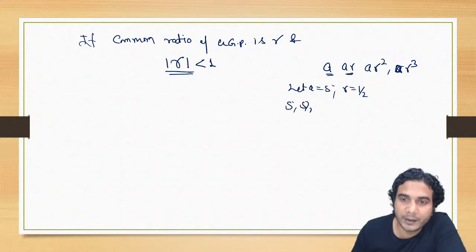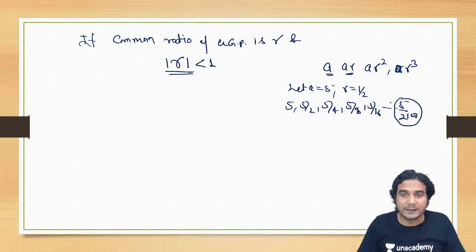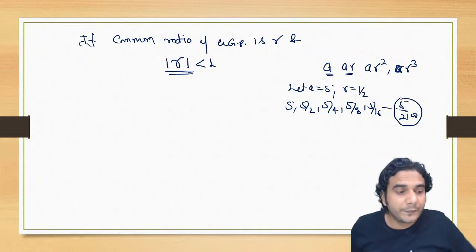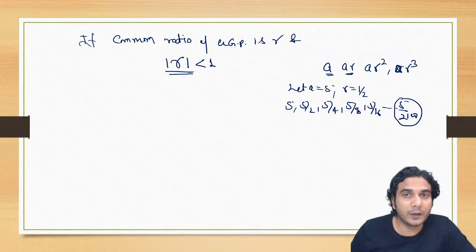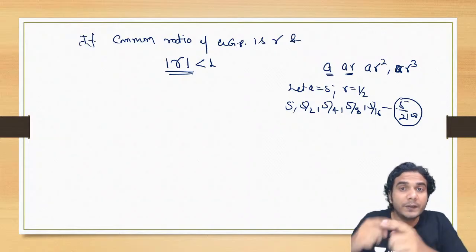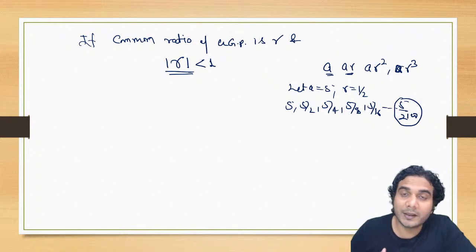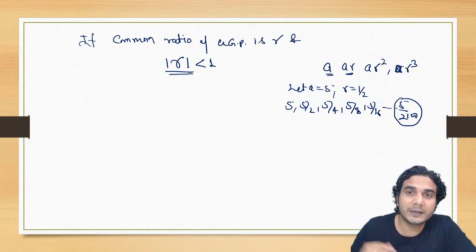5, then it is 5 by 2, then 5 by 4, then 5 by 8, and this is 5 by 16. And later, if you take the 100th or 101st term, it will be 5 upon 2 raised to 100, which is very, very small. So you can see as you increase the number of terms, the terms approach 0. It will always happen whenever your common ratio is less than 1. If the common ratio is not less than 1, then the terms will increase exponentially. Then you can't find the sum, because it won't converge.